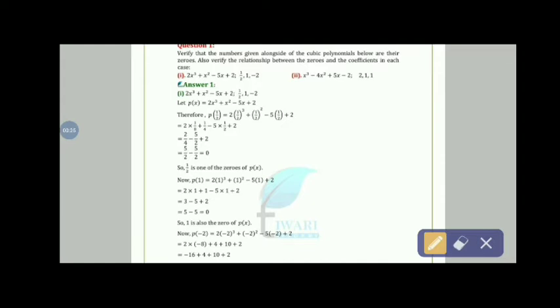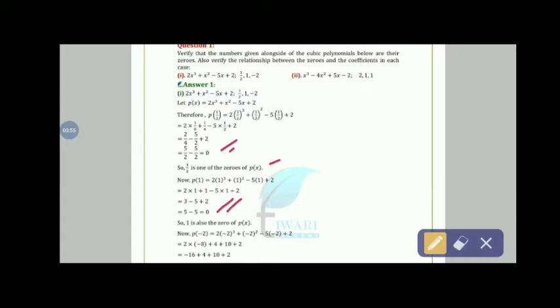We put all the values into p(x) equals 2x cube plus x square minus 5x plus 2. So p(1/2) is equal to 2 into (1/2) cube plus (1/2) square minus 5 into 1/2 plus 2. On solving this, we get the remainder as 0. So 1/2 is one of the zeros of p(x). Now putting p(1), we get 2 into 1 cube plus 1 square minus 5 into 1 plus 2. The result is 0, so 1 is also a zero of p(x).